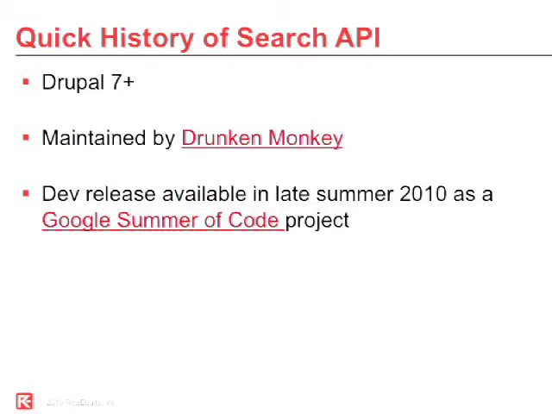So today we're going to talk about a fairly young module called Search API. We'll talk a little bit about its competitor modules as well. But just a quick note that it is a young module. It's only available in Drupal 7. It's maintained by a nice Austrian guy named Drunken Monkey.